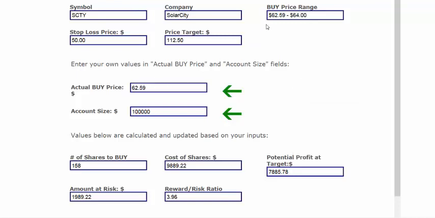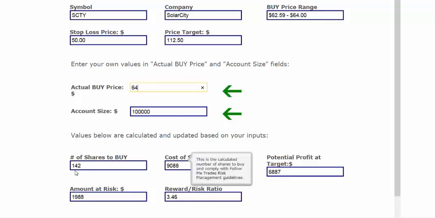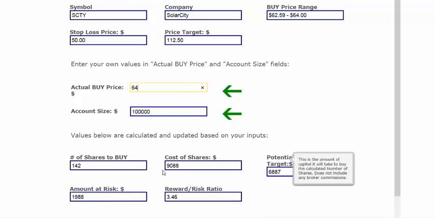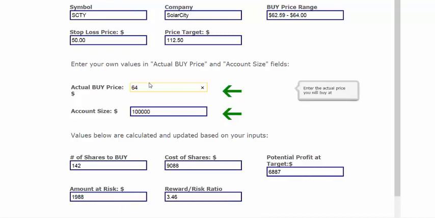But what you can do is change the price. Let's say we got in right at the outside range here at $64. So I just type in 64, and you can see it changes the number of shares to buy. What stays the same is the amount at risk. This is the key factor. It's always under $2,000. You can see that I change that. If I go back, say 63, the number of shares goes up a little bit.